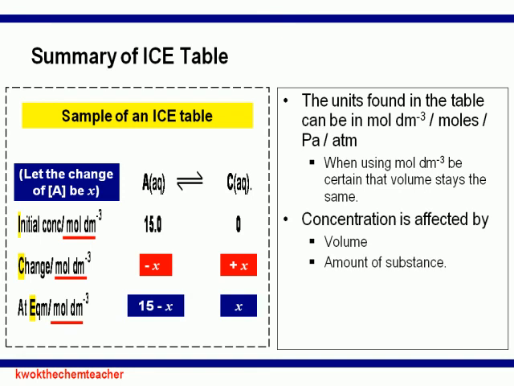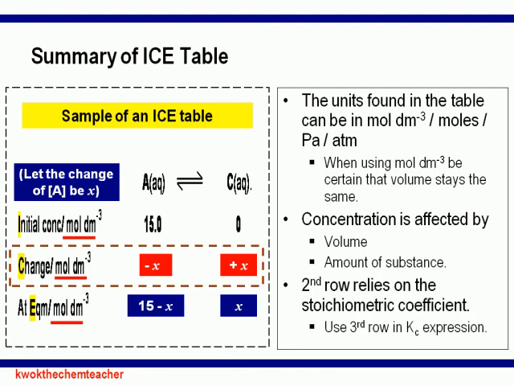Why are we so particular about concentration? It's because concentration can be affected by volume and can be affected by amount of substance. So if your ICE table is going to use mole per dm cube and there are also volume changes, your concentration changes can actually be due to the volume change rather than the amount of substance being changed. The second row of the ICE table is quite crucial because it relies on the stoichiometric coefficient, whereas we use the third or final row of the ICE table for our Kc expression calculation.